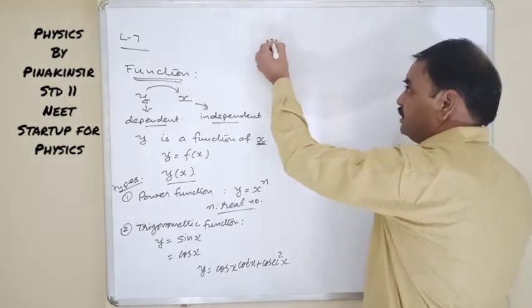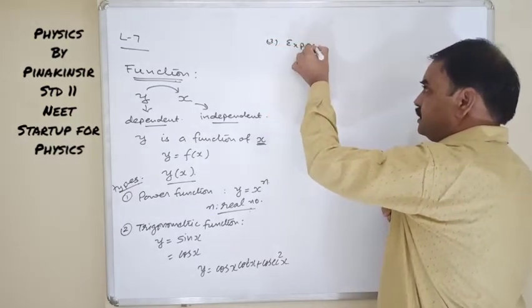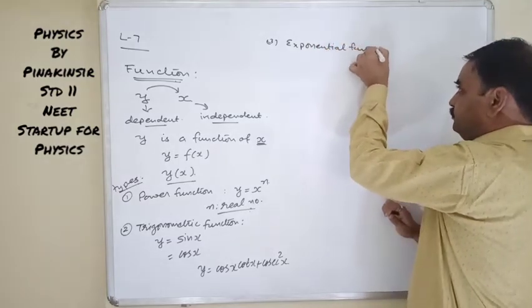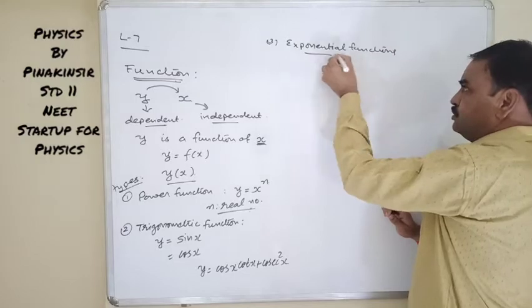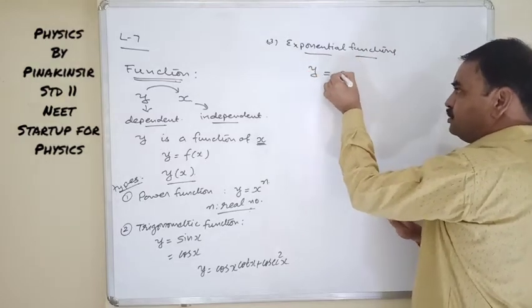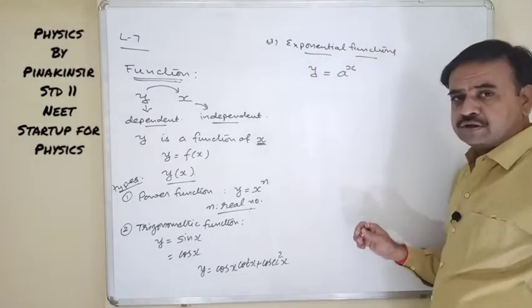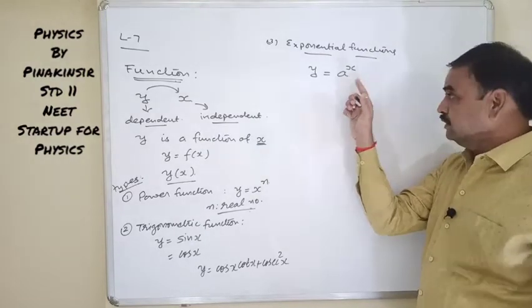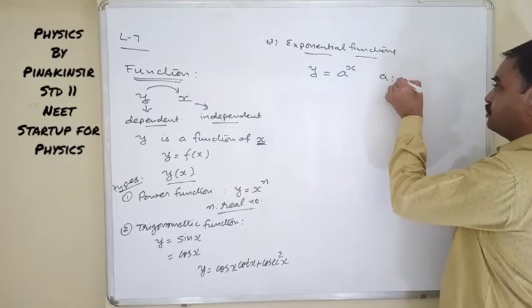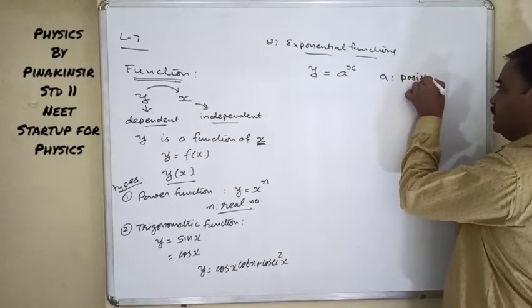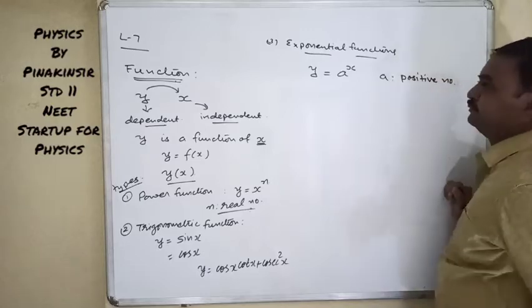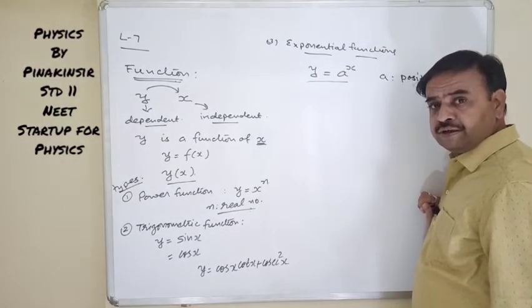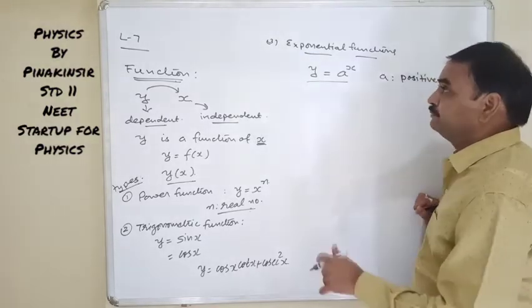Number 3, exponential functions will be there. Exponential functions such as y is equal to a raised to x. See here, the variable is itself in the power. Here a must be a constant, or rather a positive number. Such types of functions are said to be exponential, in which the variable is in the form of a power.